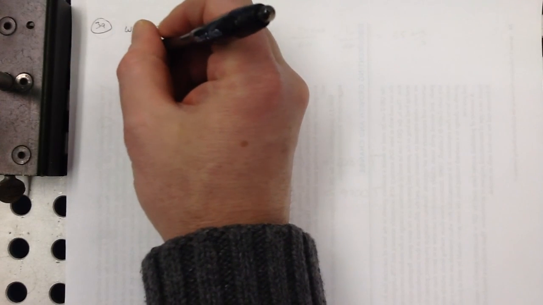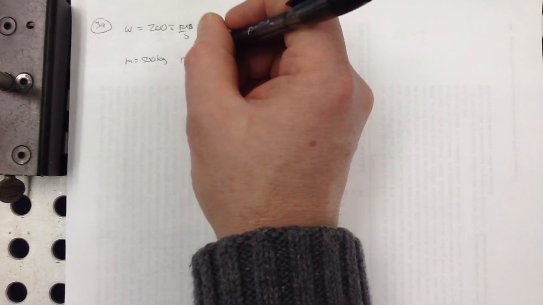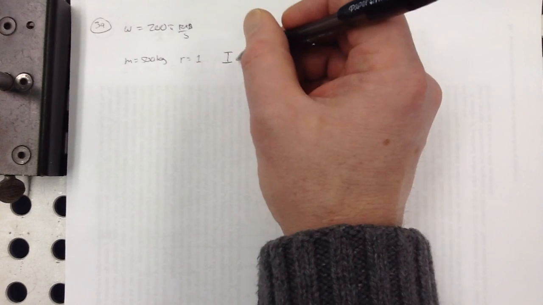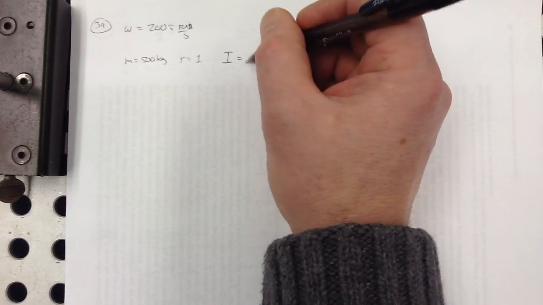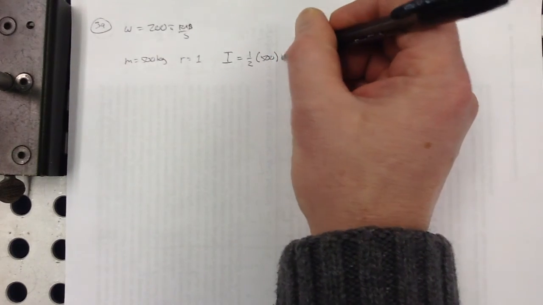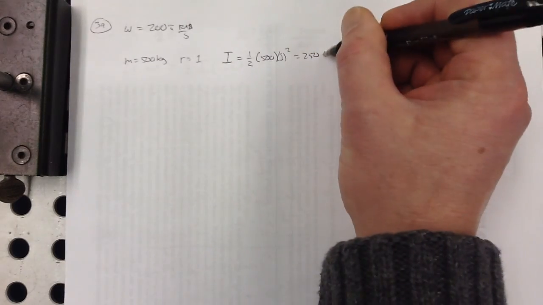One such flywheel is a solid uniform cylinder with a mass of 500 kilograms and a radius of 1 meter. So that means its moment of inertia would be equal to, for a cylinder, 1/2 mr squared. So that'd be 250 kilogram meters squared. What is the kinetic energy of the flywheel after charging up?